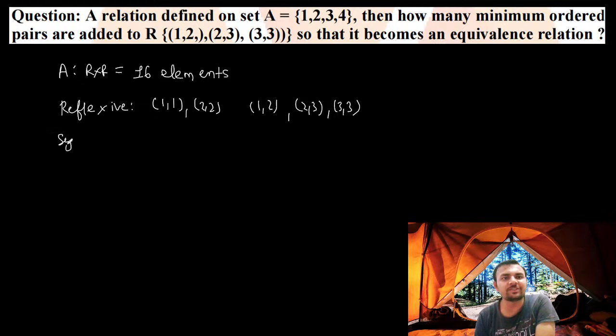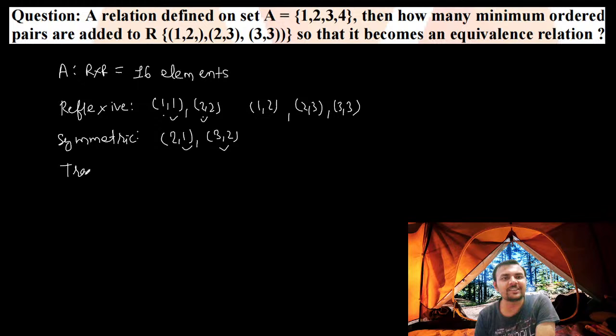For symmetric, 1 comma 1, 2 comma 2 is there. For 1 comma 2 we'll have to add 2 comma 1. For 3 comma 2 we'll have to add 2 comma 3. So 1 2 3 4 added.